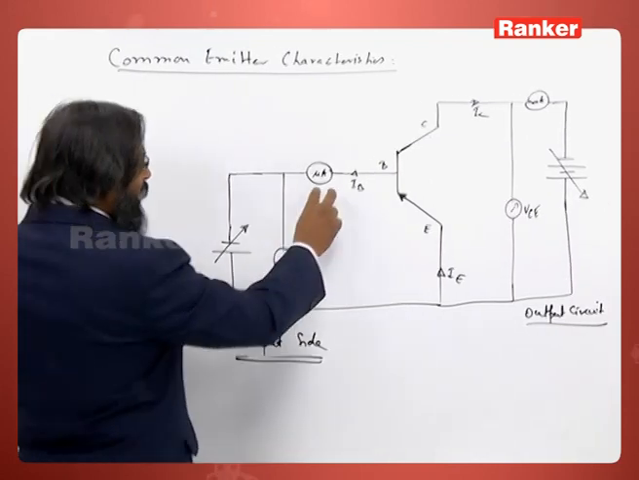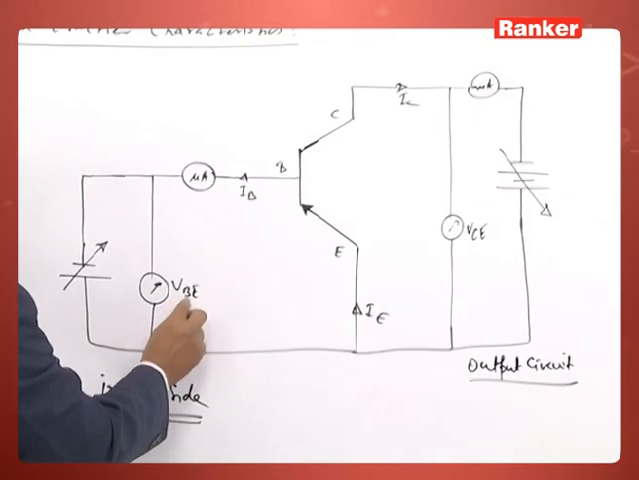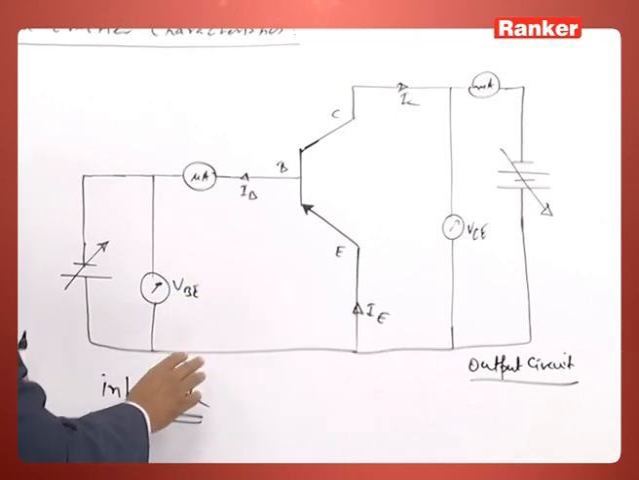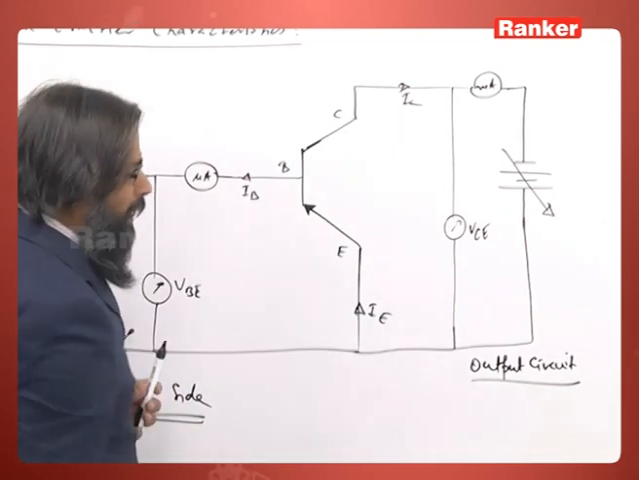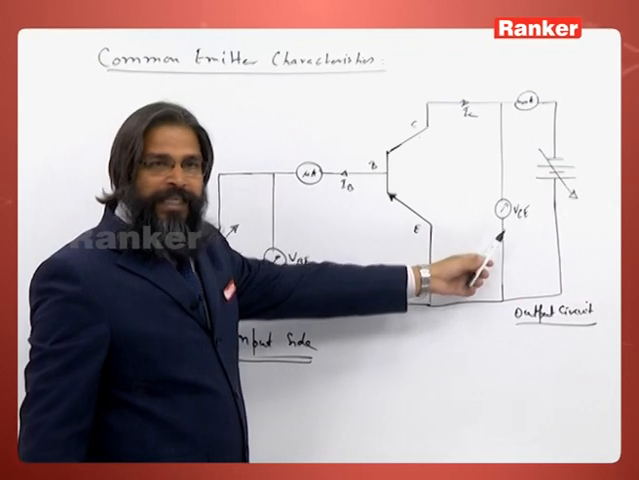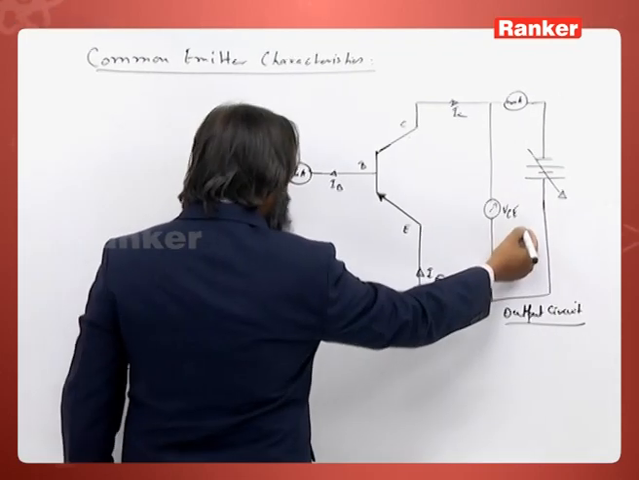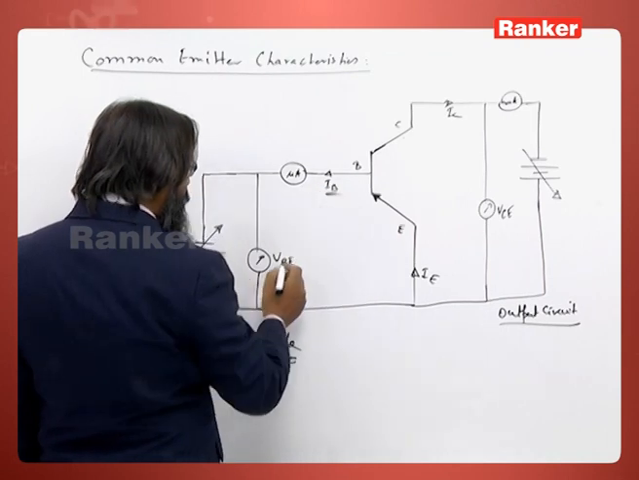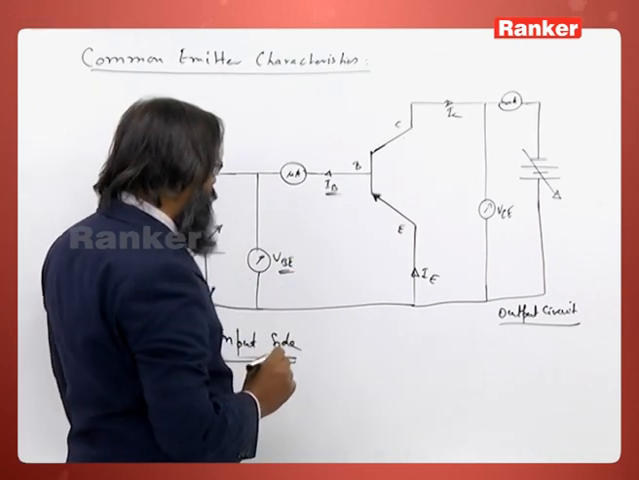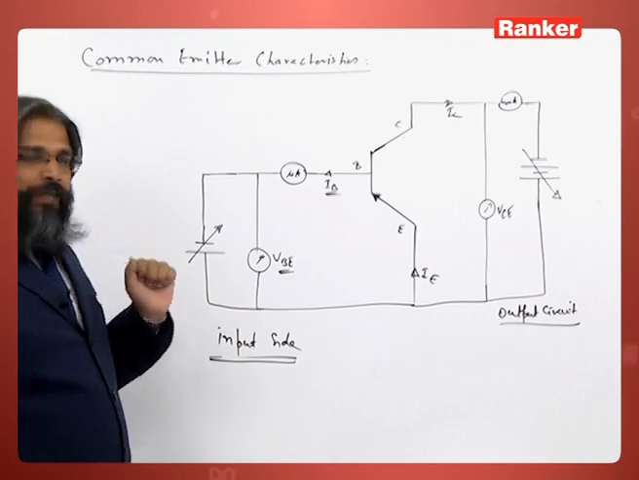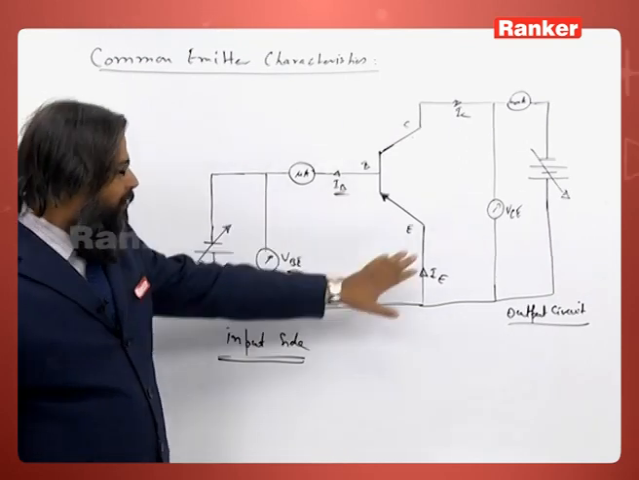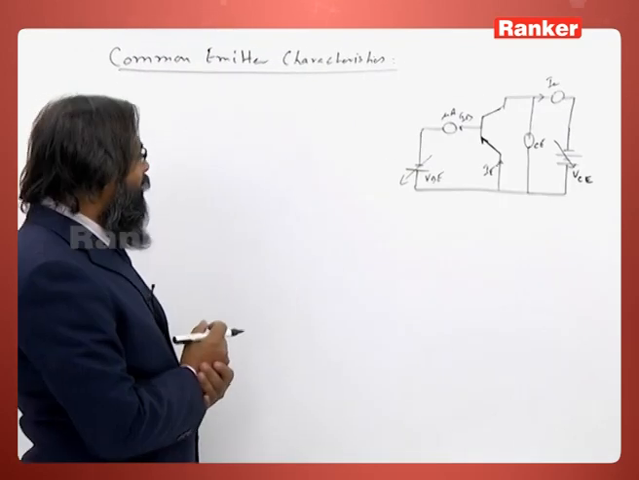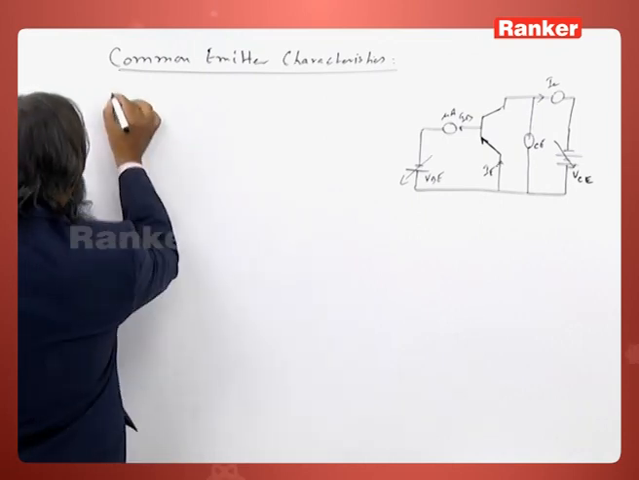So, how this current changes with base emitter voltage when VCE is kept constant. When VCE is kept at a constant value, how the base current will vary with the emitter base voltage, that we are going to study. So, please take down this diagram, this is very important. Now, let us see input characteristics.